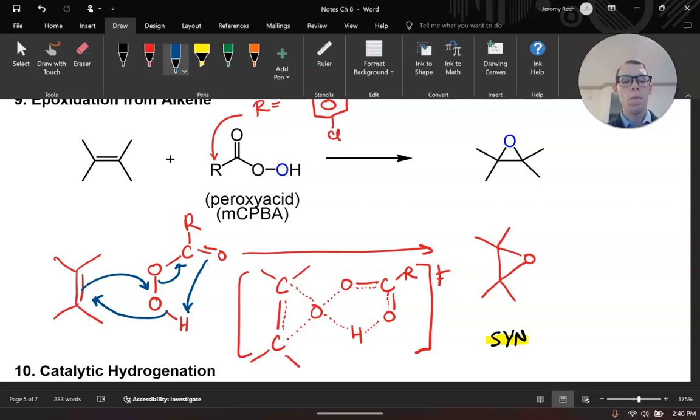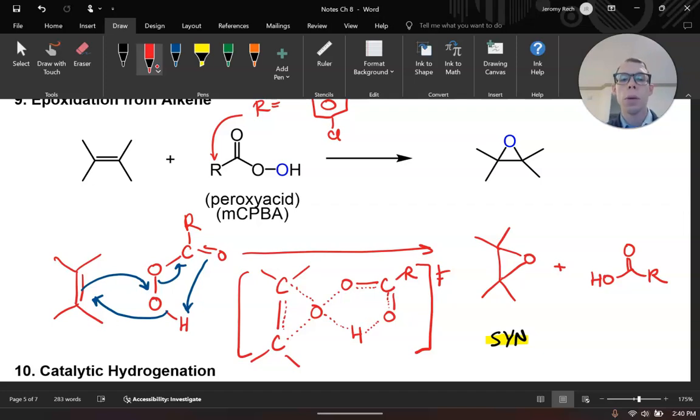And it will also then generate the product of the MCPBA, which is just going to be a carboxylic acid rather than the peroxide. So you'll have just your OH and then your R. So this just generates a carboxylic acid, which you can separate.